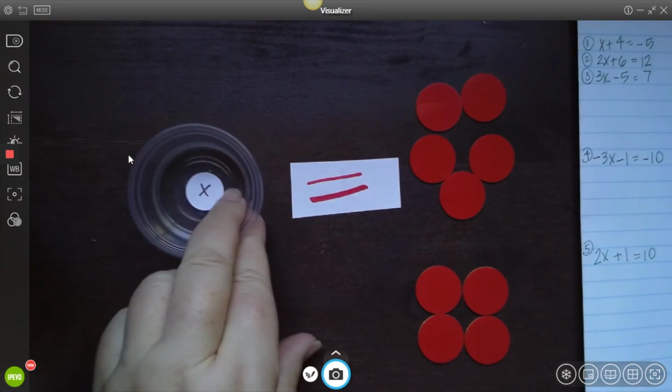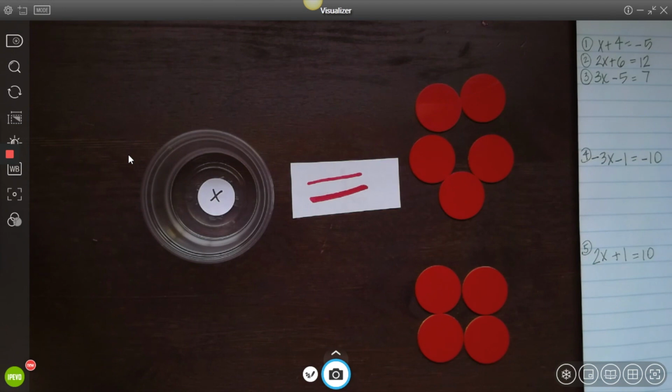We're going to bring our X over a little bit here. And then we're going to look to see what can we do with the chips on the right-hand side. Since all of these chips are all red, we're just going to combine those together. So we know that our X value for this problem is -9.